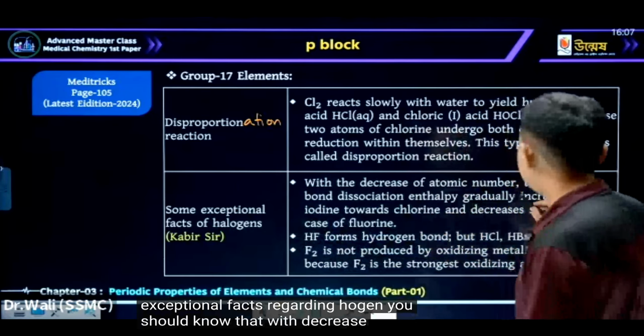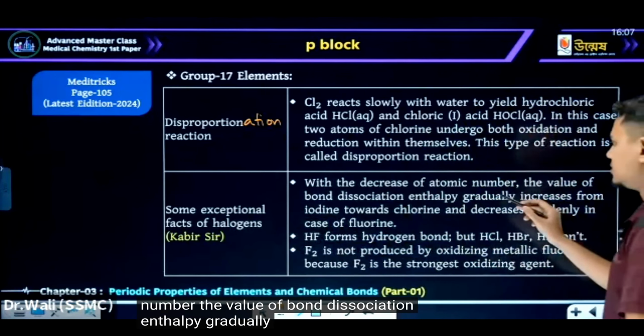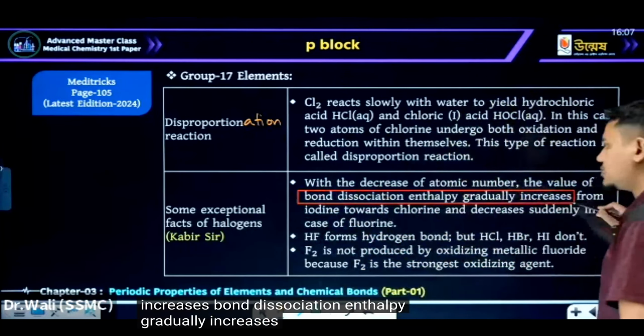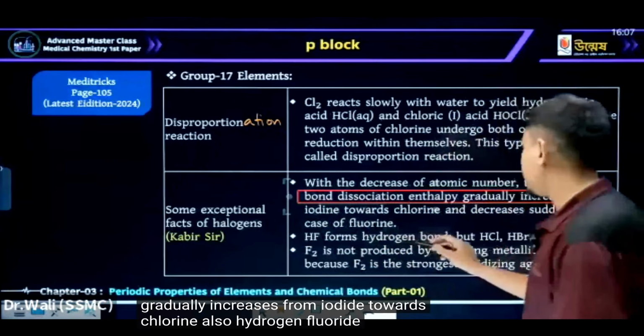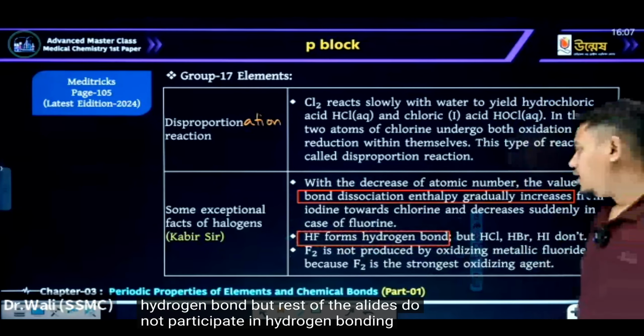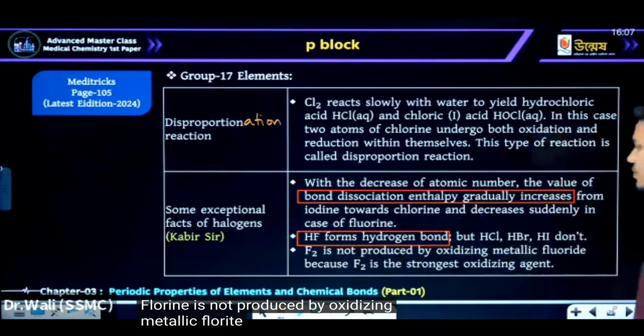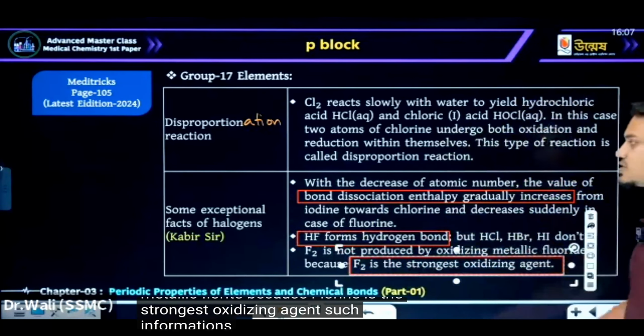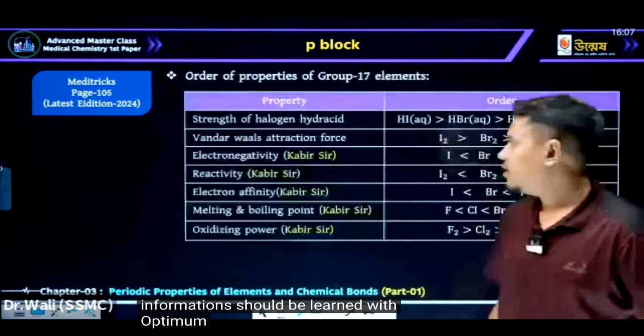Some exceptional facts regarding halogens. You should know that with decrease in atomic number, the value of bond dissociation enthalpy gradually increases, from iodine towards chlorine. Also, hydrogen fluoride forms hydrogen bonds, but the rest of the halides do not participate in hydrogen bonding. Fluorine is not produced by oxidizing metallic fluoride because fluorine is the strongest oxidizing agent. Such information should be learned with optimum care.